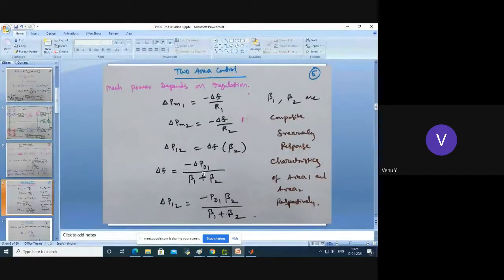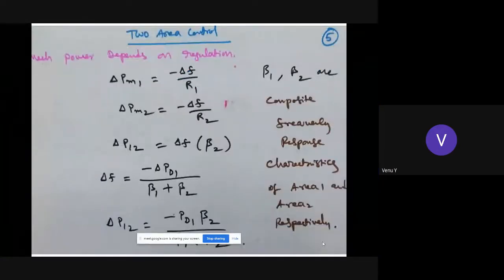Now, therefore, delta P12 equal to, so let us substitute delta F. Delta F is equal to minus delta PD1 by beta 1 plus beta 2. Already you expressed the same equation previously, so let us use it. You'll get delta P12 equal to, after substituting, minus PD1 beta 2 divided by beta 1 plus beta 2. This is the change in tie line power.